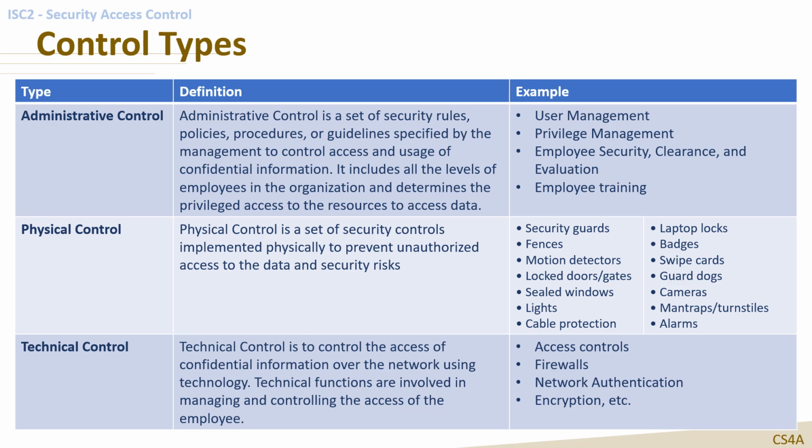The physical control is a set of security controls implemented physically to prevent unauthorized access to data and security risk. Here come security guards, fences, motion detection, locked doors, sealed windows, lights, cable protection, laptop locks, and badges. All these are physical controls that secure the physical aspects of the information system as well as the office spaces. And technical control controls access to confidential information over the network using technologies. Here we see access control, firewall, network authentication, and encryption. These are the technical aspects of technical control.